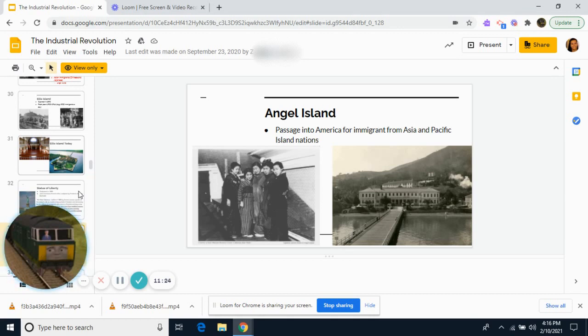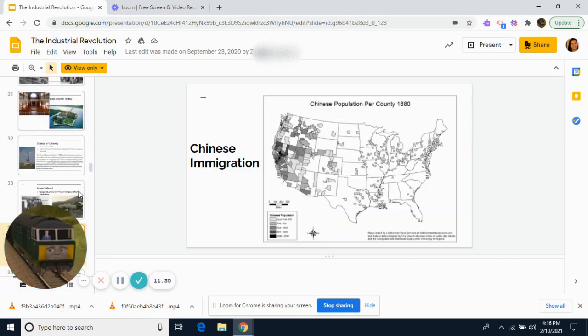Angel Island, the passage into America for immigrants from Asia and Pacific Island nations. Chinese immigration: this is what it looks like. The Chinese population per county, 1880.